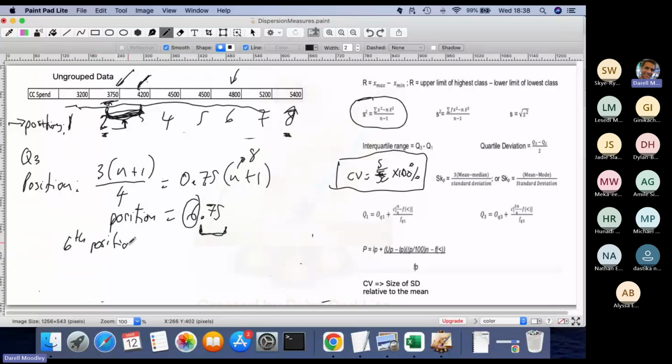What number corresponds to that? It's this number here, 4,800. Okay, plus now this is where this decimal comes in. So 0.75 times, okay, we're on the 6th and 7th now. So you look at the difference between the 6th and the 7th. So it's just 5,200 minus 4,800. If you work this out, you get a value of 520.